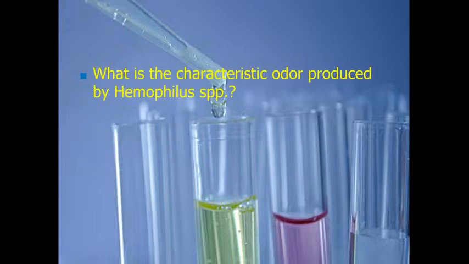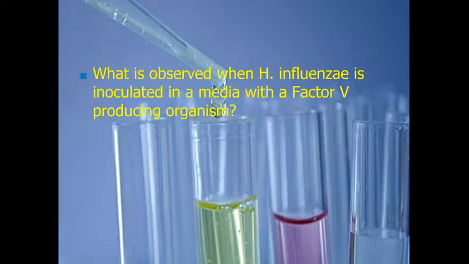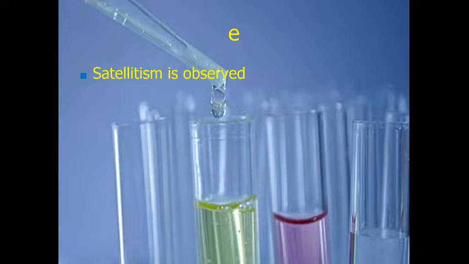Okay? Now, the characteristic odor produced by Haemophilus influenzae is the mousy odor. Okay? It's quite common to see this type of description. You might remember these things. Please, please, please. You might encounter these things in your exam, so please remember the characteristics. Now, what is observed when Haemophilus influenzae is inoculated in a media with a factor V producing organism? As I mentioned before, it's satellitism or bacterial satellitism.